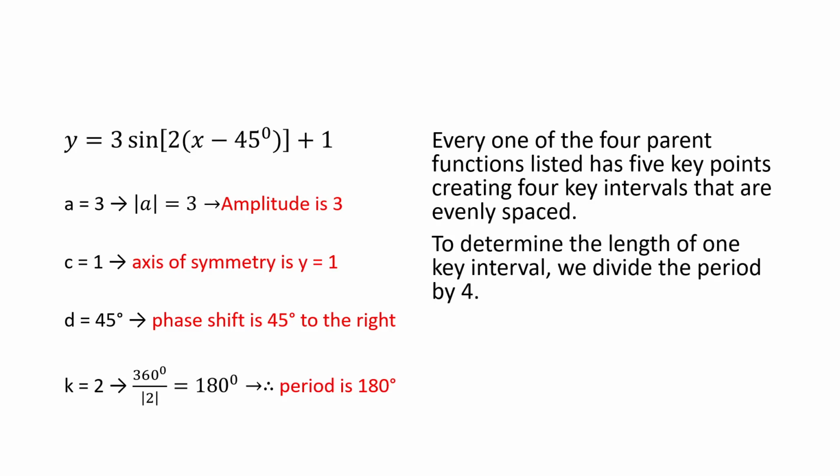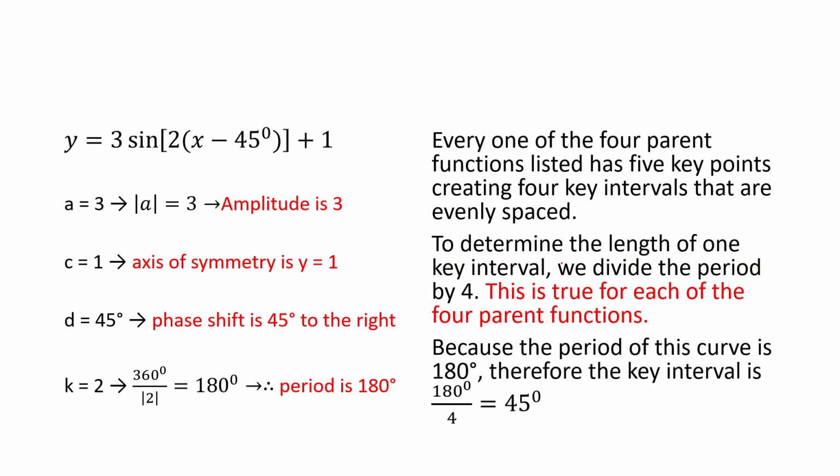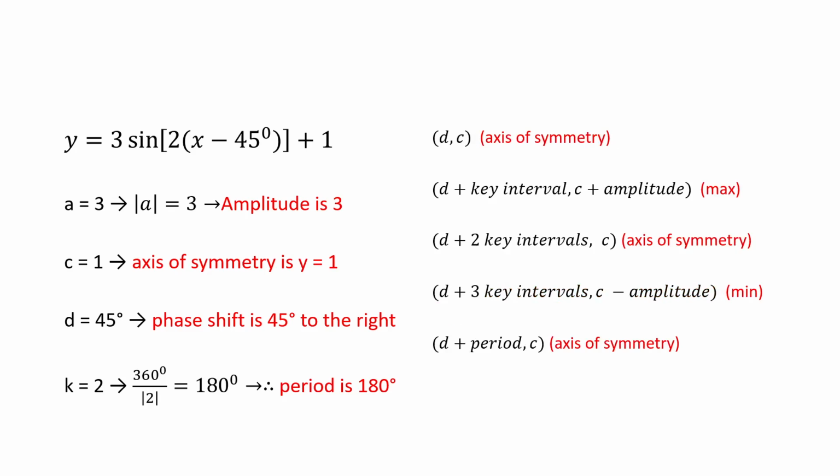Now, recall that we're going to take this period and divide it by 4 in order to get the key interval. So a period divided by 4 is going to be 180 degrees divided by 4, which is 45 degrees. So every one of our key intervals will be 45 degrees horizontally, and it will be 3 units vertically. Okay, and that process of dividing our period by 4 to get the key interval is true for every one of the 4 parent functions, no matter which one we're using. So our key interval will be 45 degrees, like it says at the bottom of this slide.